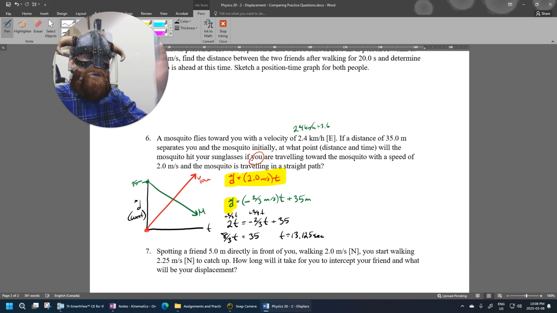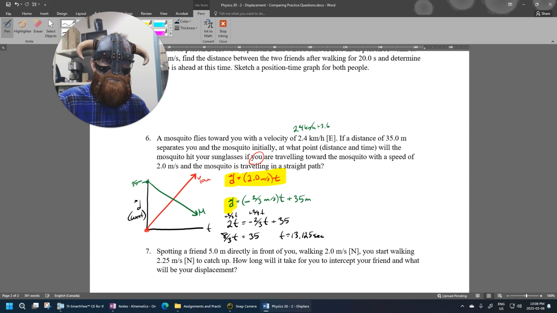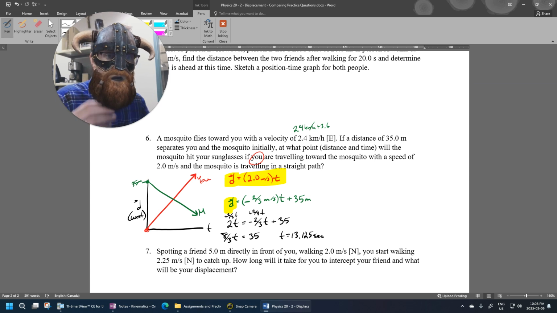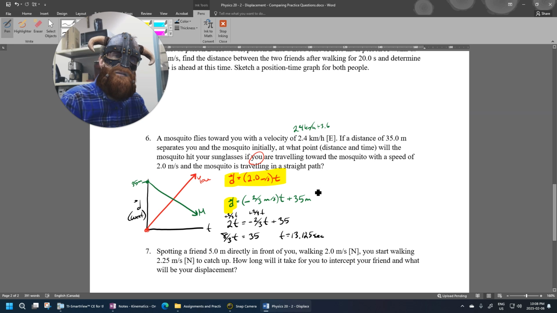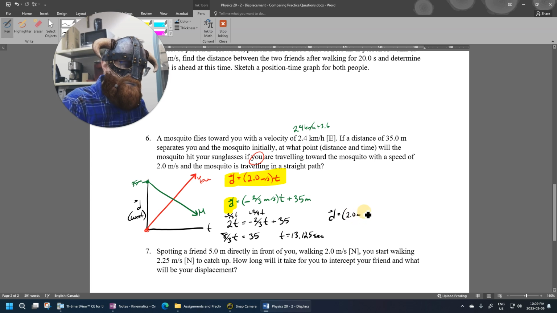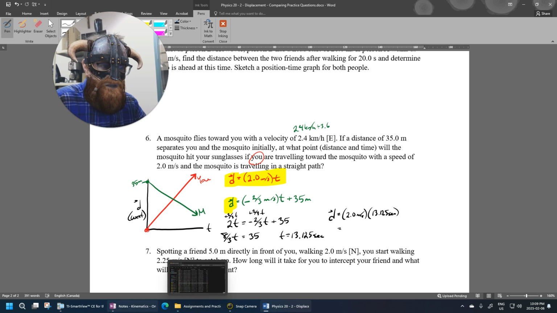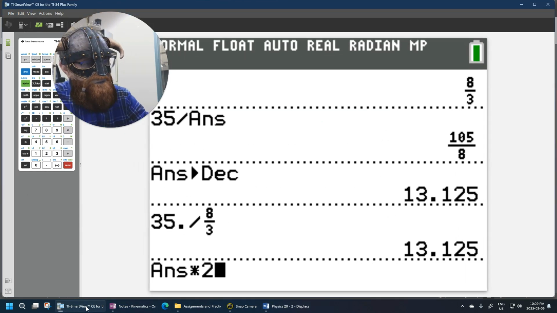So let's just find your position from where you started, because you are the origin. Where you started was the origin. So when I plug this time in, I'm going to find the distance or displacement from the origin. So let's find D. D is equal to 2.0 meters per second times this 13.125 seconds.